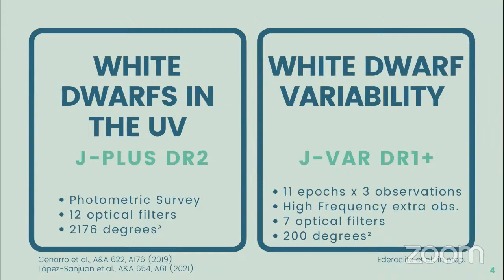JVAR is a survey that observes in 11 epochs and 3 observations per epoch in 7 optical filters. There are also extra observations, called high frequency observations, done in 5 different filters, which cover an area of approximately 200 square degrees, about 10% of the total.